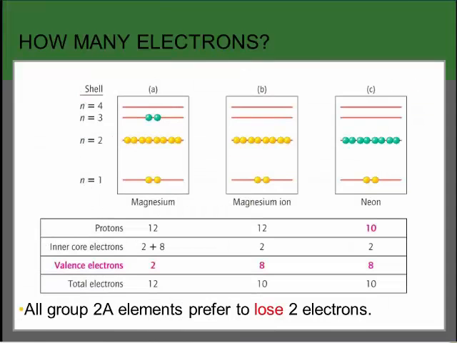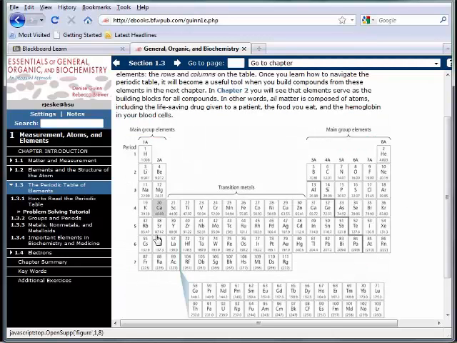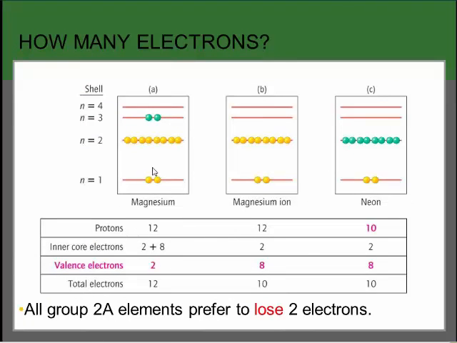If we look at group 2A elements, again they have 2 valence electrons, so they will prefer to lose 2 valence electrons. Here's magnesium. 2 valence electrons in the n equals 3 shell, loses both of those to become of this electron configuration, which also is like the electron configuration of neon. So it starts off with 12 protons, 12 electrons. Now the magnesium ion has 12 protons and 10 electrons, so it is a 2 plus ion.